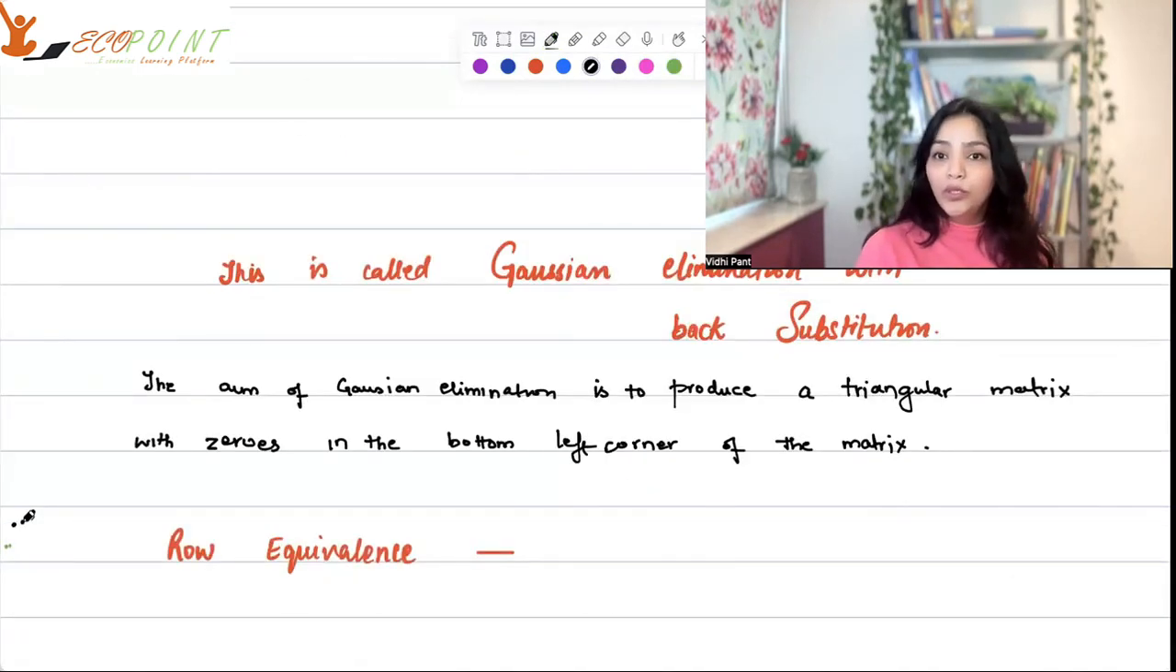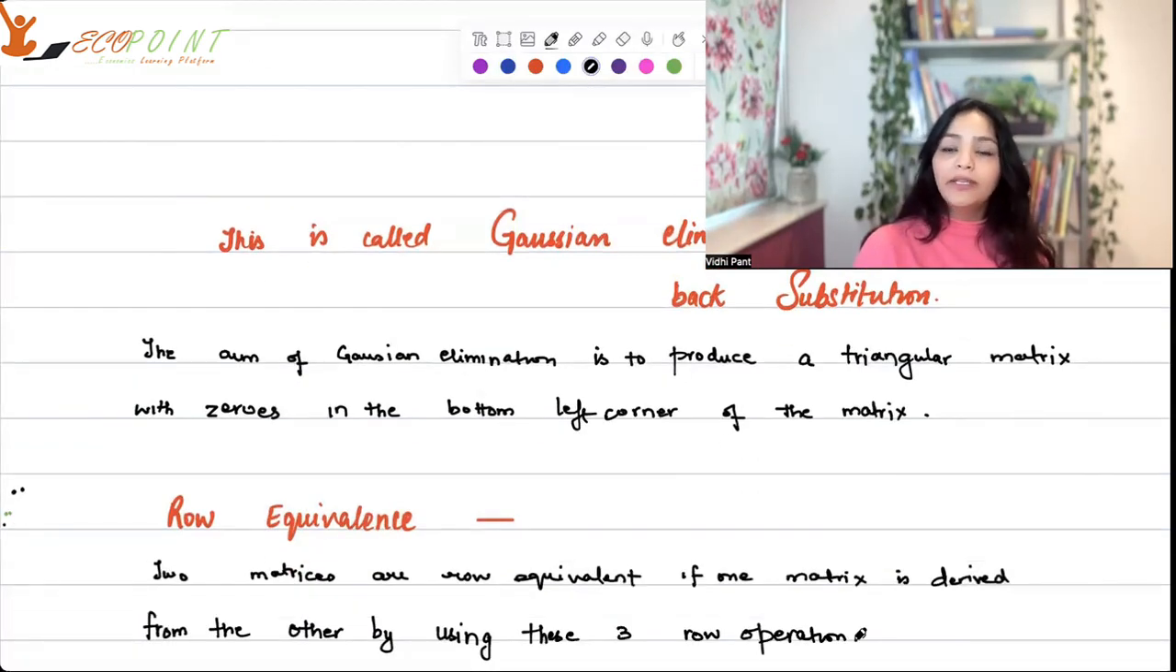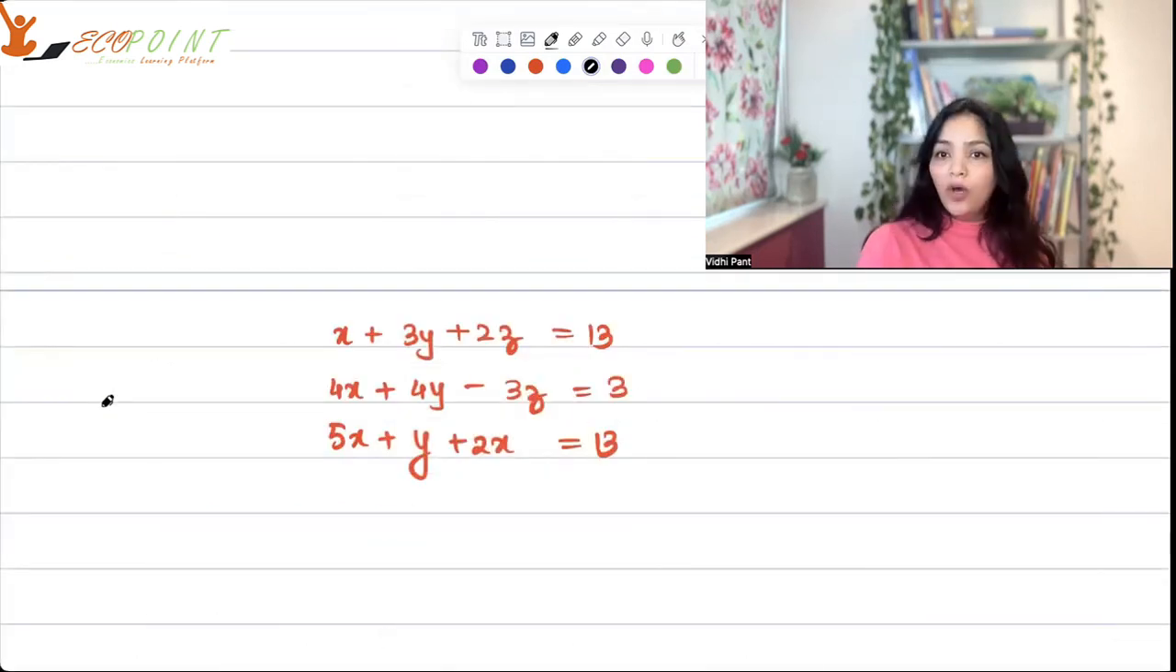Another thing: when you use the elementary row operations on a particular matrix, you achieve another matrix by using these three operations. These two matrices will be called row equivalent. The two matrices are called row equivalent to each other if one matrix is derived from the other by using these three elementary row operations. Let's work on another system of equations to be sure of what we are learning.